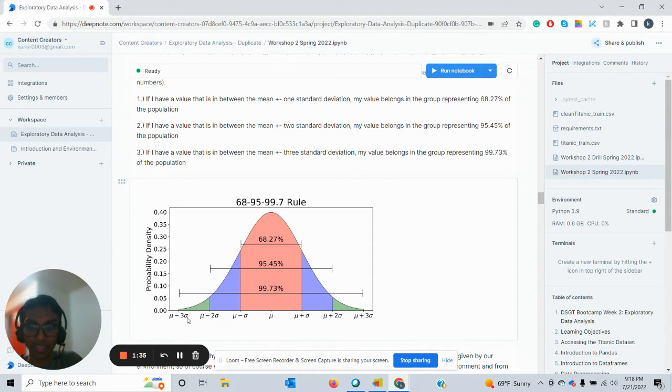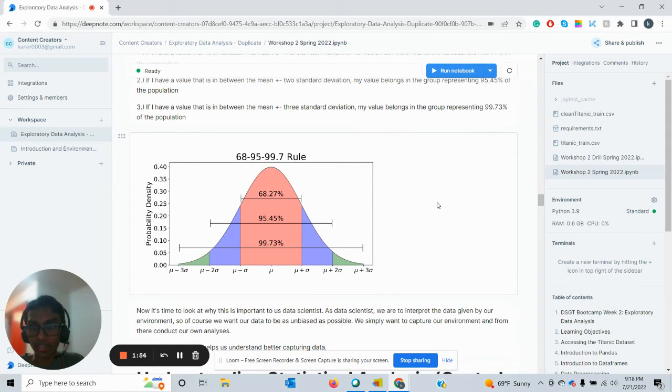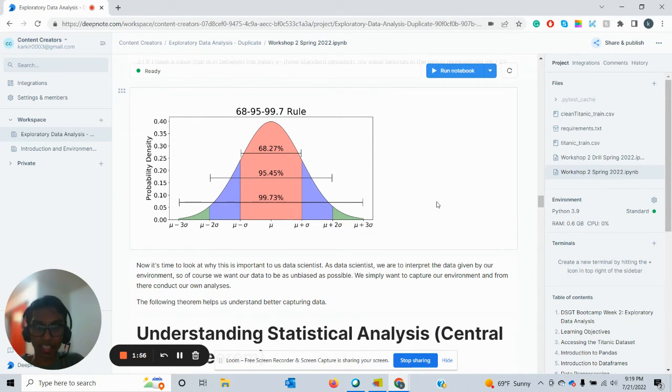If you're within three standard deviations, so three to the left and the right of the mean, then approximately 99.7% of your data is contained. So the green, the purple, and the pinkish region, right? So this is what we call the 68, 95, 99.7% rule, otherwise known as the empirical rule. So let's take a look and see this in action, right?